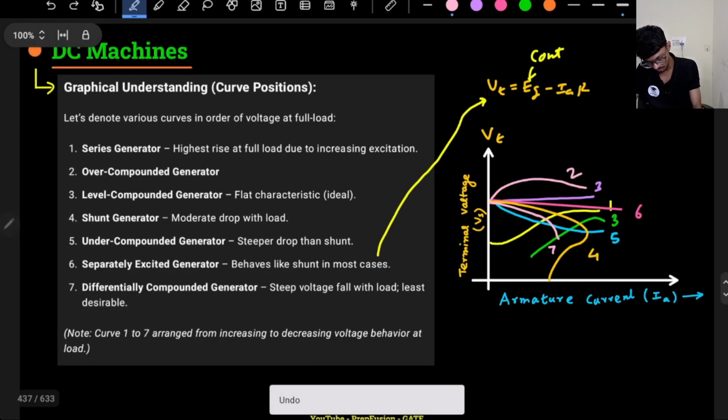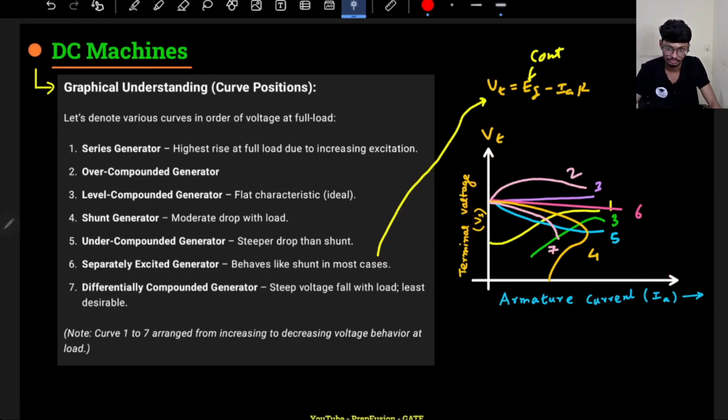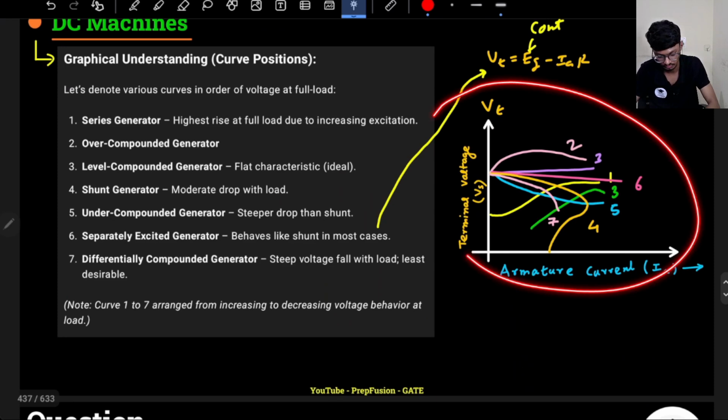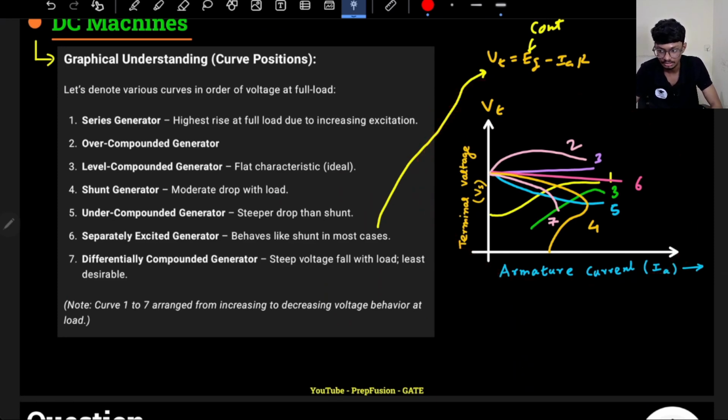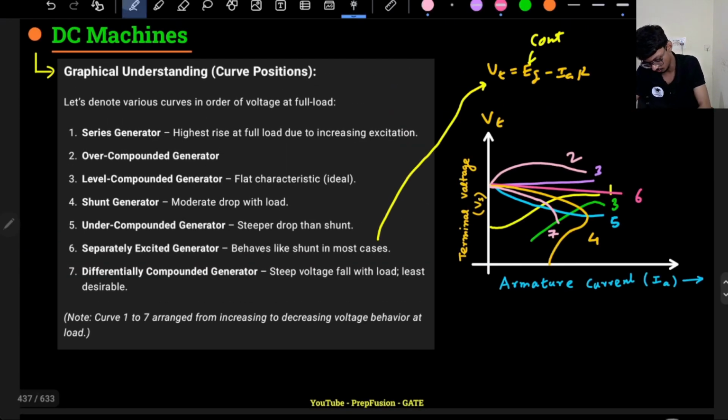Okay, so these are all the graphs basically. I hope everything is clear with all the graphs. I hope you have understood this point regarding all the graphs. Most things are clear here, and I hope this can be asked in exam. This graphical representation, which graph represents which generator, this can be asked. So keep this in mind. This is the important portion, graphical understanding.